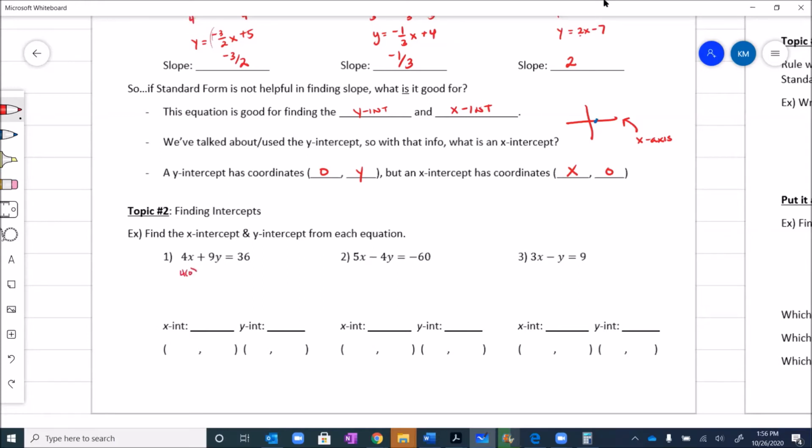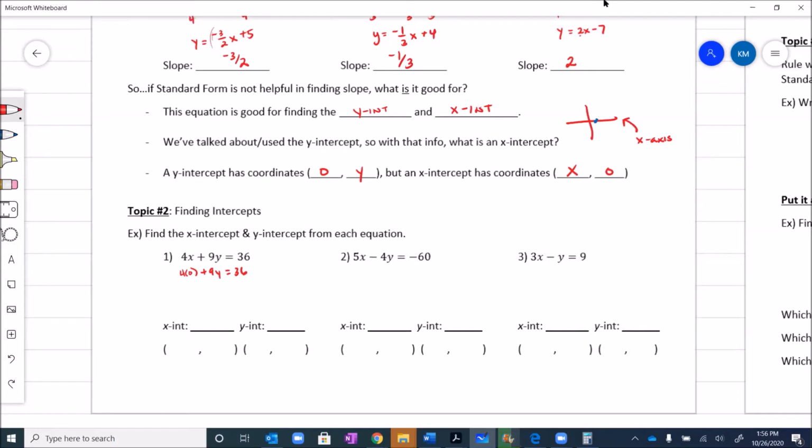4 times 0 plus 9y equals 36. Now you might be like, well, why am I doing that? Remember, for our y-intercept, it was always on the y-axis. Our x value was always 0. Similar to how in slope-intercept form, our coordinates should make the equation true, that happens also in standard form. Our coordinates should make the equation true.